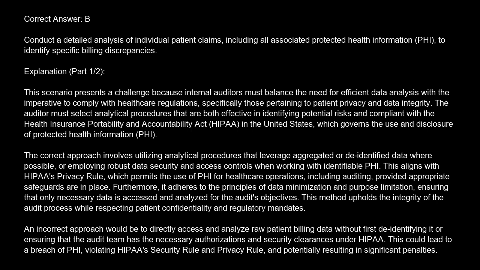The correct approach involves utilizing analytical procedures that leverage aggregated or de-identified data where possible, or employing robust data security and access controls when working with identifiable PHI. This aligns with the HIPAA privacy rule, which permits the use of PHI for healthcare operations, including auditing, provided appropriate safeguards are in place. Furthermore, it adheres to the principles of data minimization and purpose limitation, ensuring that only necessary data is accessed and analyzed for the audit's objectives. This method upholds the integrity of the audit process while respecting patient confidentiality and regulatory mandates.